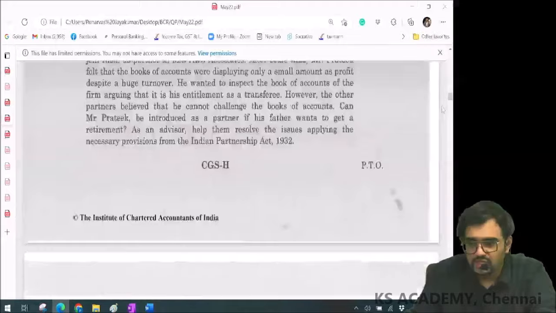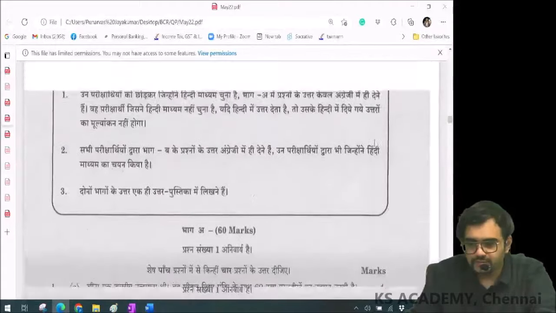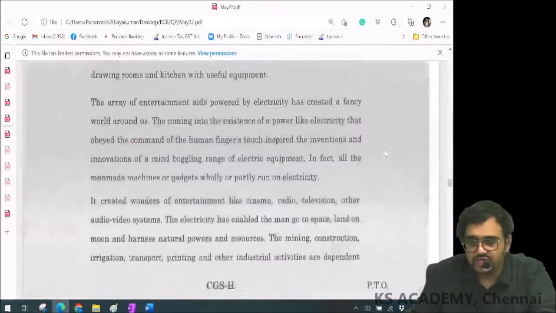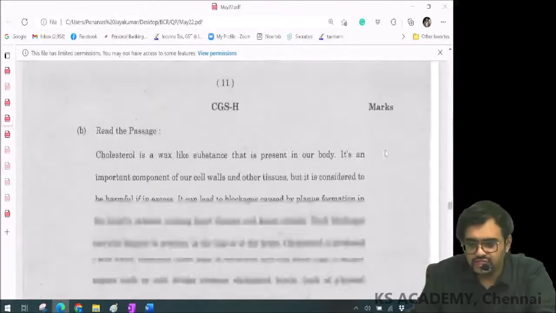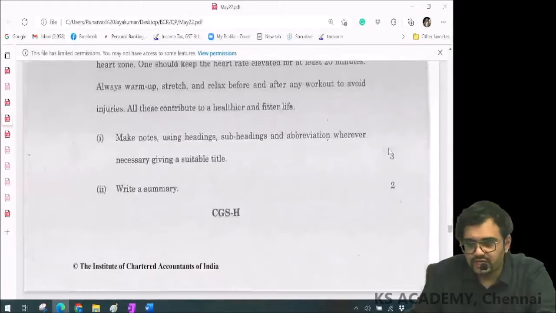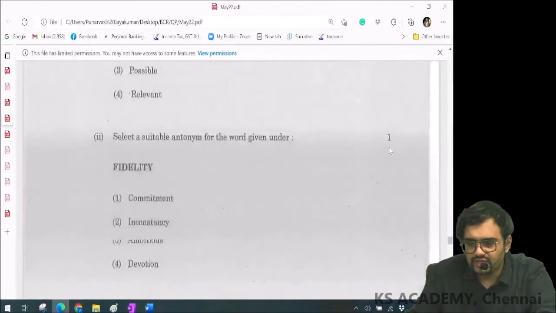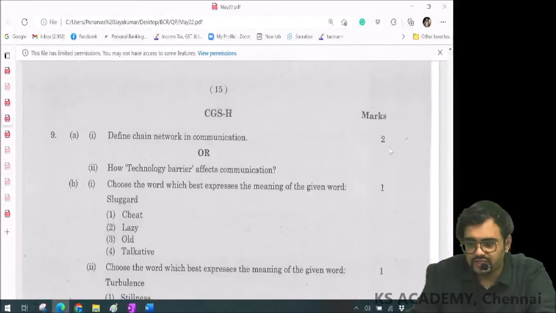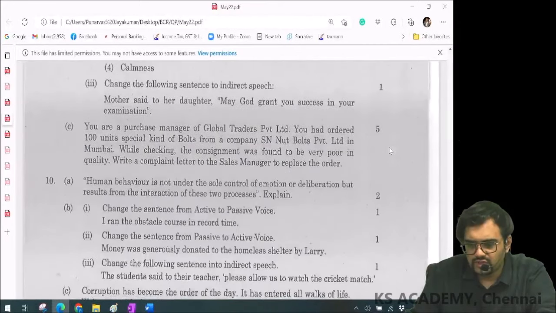I'll show you your paper only. You should be very smart while choosing whether to write the article question or not. Try to write it in the end only, because it is very difficult to write an article which the examiner wants perfectly. So if you see, all this is there.